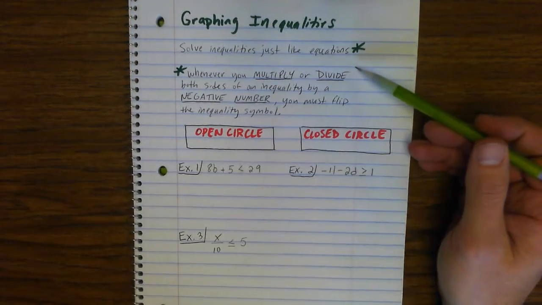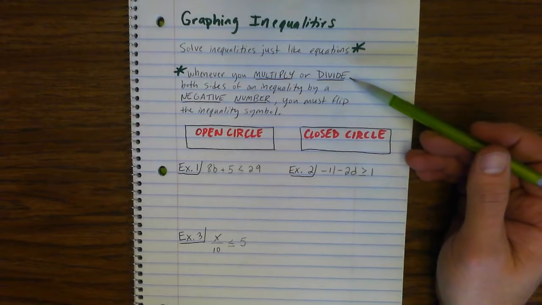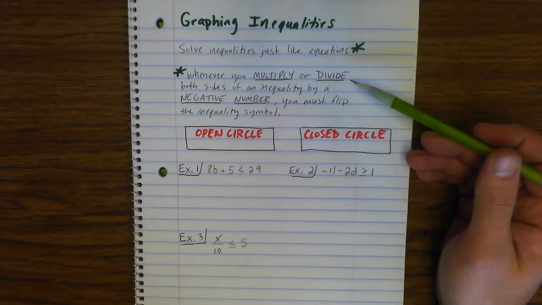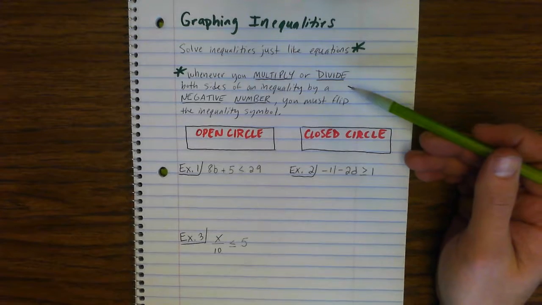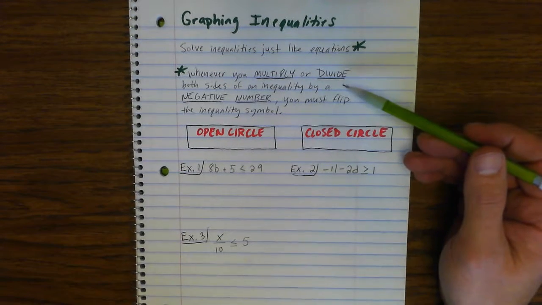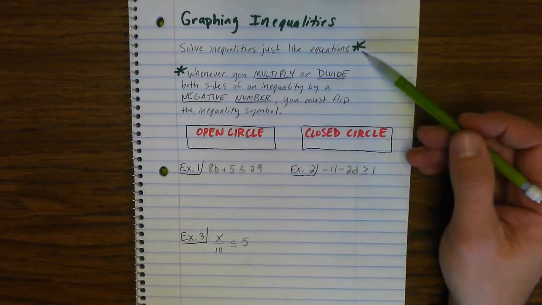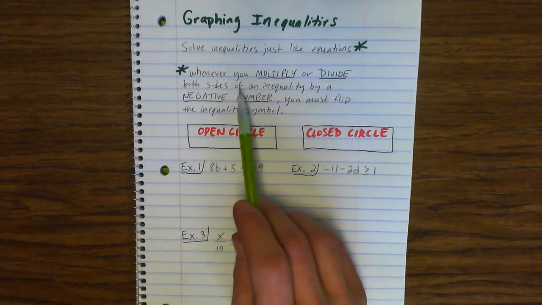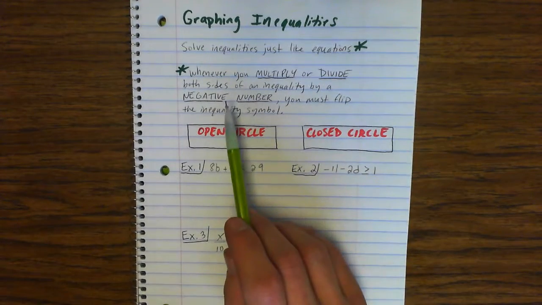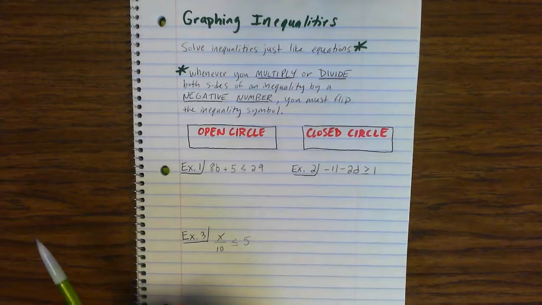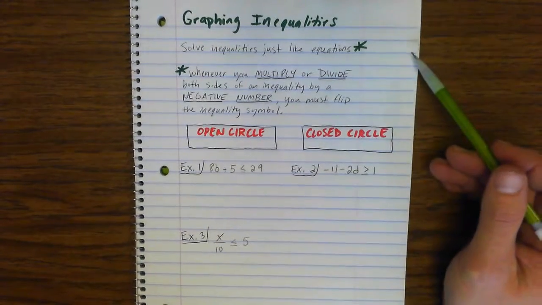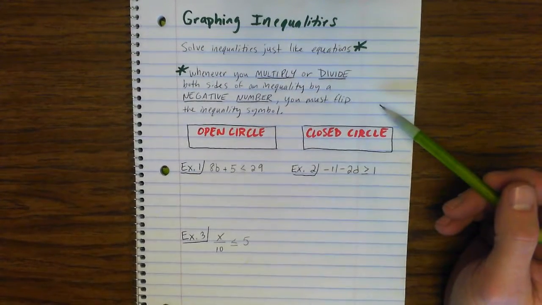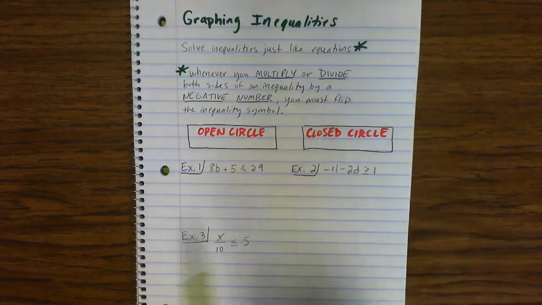except for, and by the way, we're only going to do one-step and two-step inequalities, just like what we did when we solved equations, one step and two steps. Except for, you see this asterisk I have here. Whenever you multiply or divide both sides of an inequality by a negative number, you must flip the inequality symbol. And I would like you to copy all this down in your notebook, so you can pause the video here if you need to copy that down.